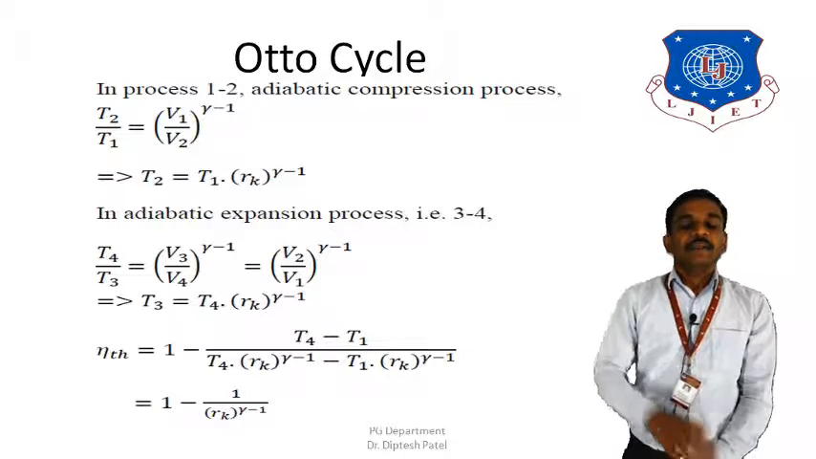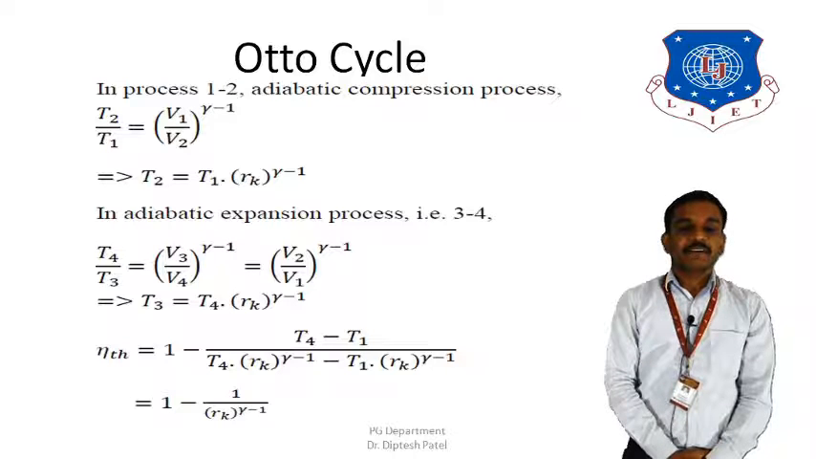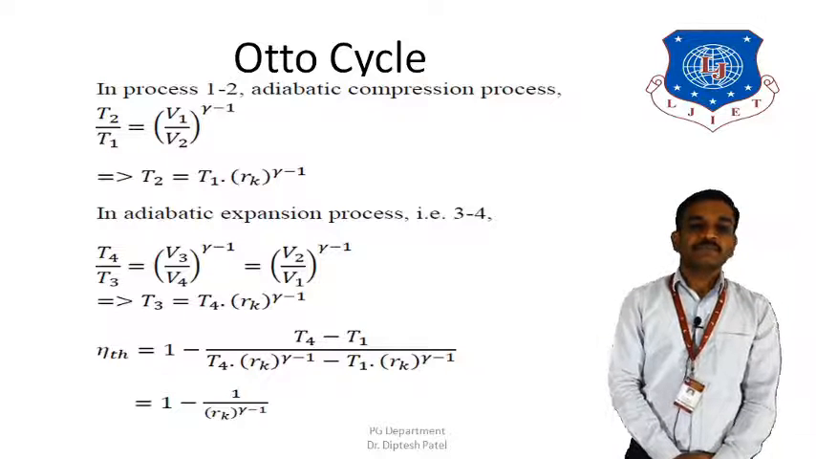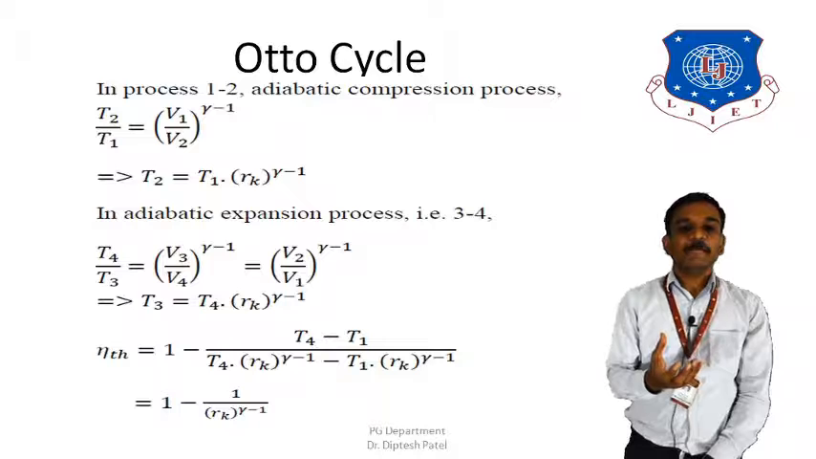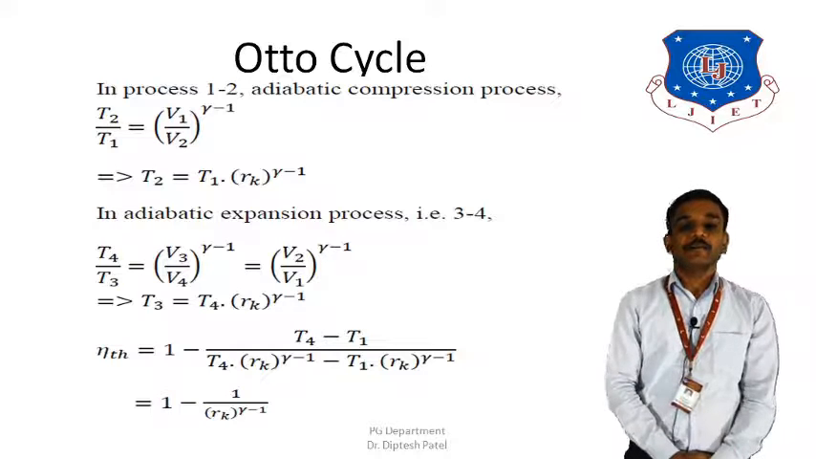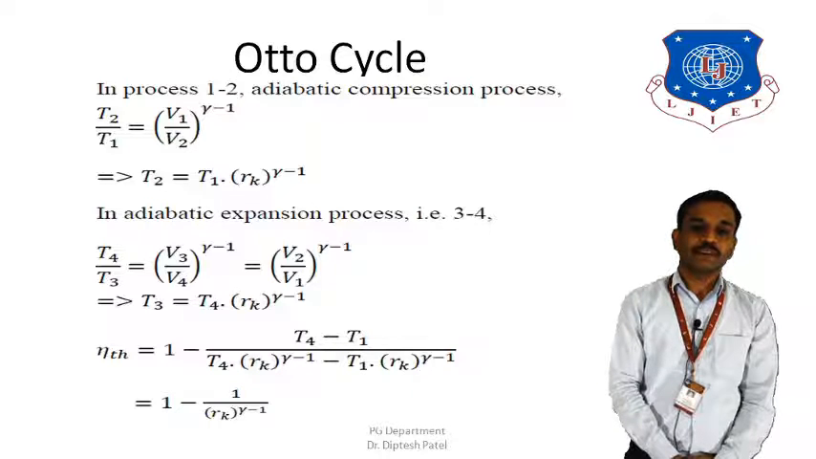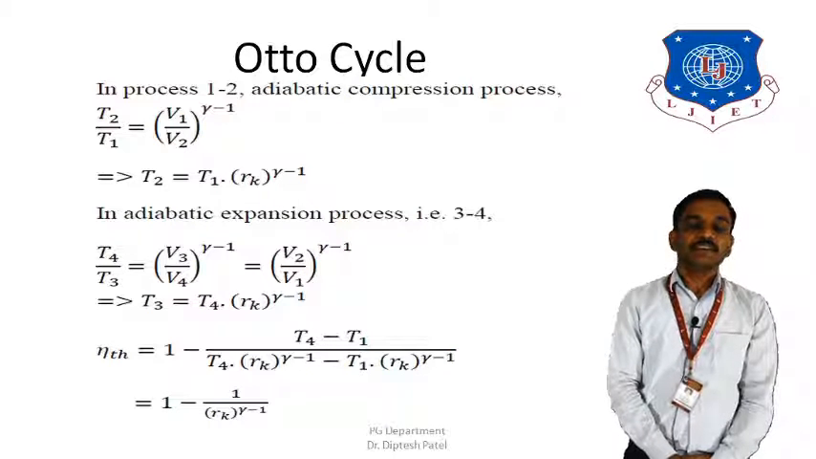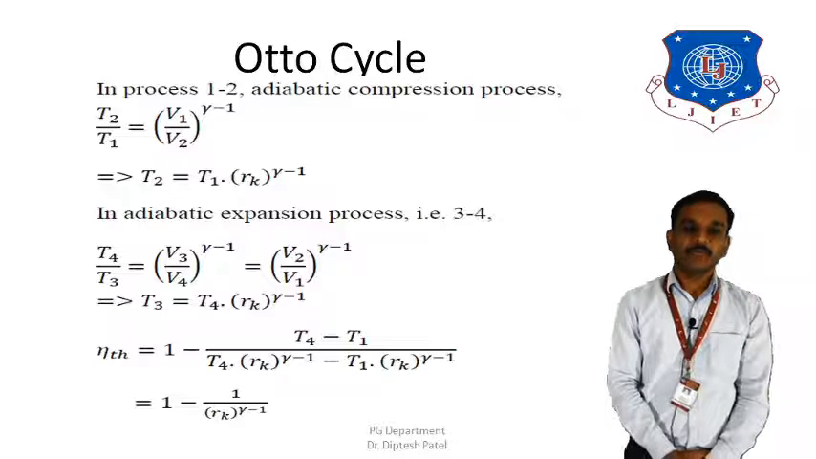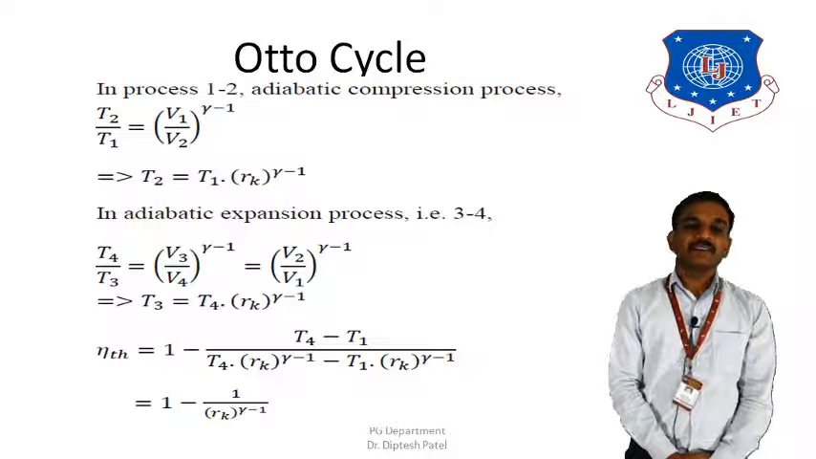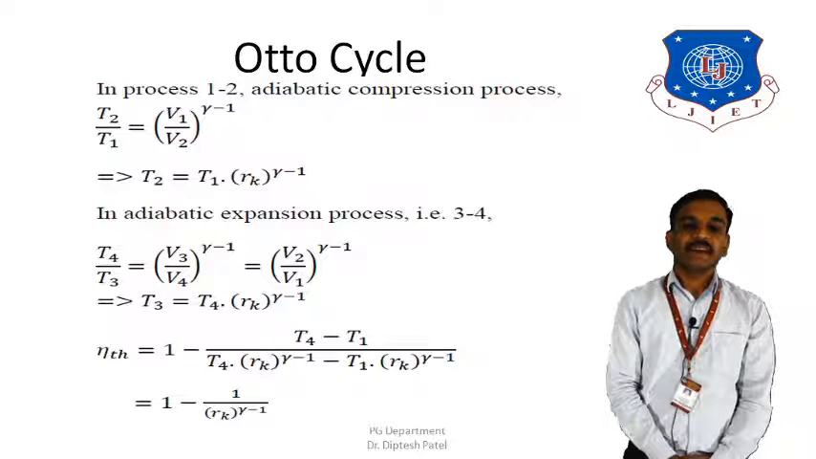Now let's simplify it a little bit more. As we know, the process 1 to 2 is an adiabatic compression process. It's an isentropic process, and therefore we are going to use the isentropic relations, and those relations are T2 upon T1 is equal to (V1 upon V2) raised to gamma minus 1, and therefore T2 can be written as T1 into Rk raised to gamma minus 1, where Rk is the compression ratio.